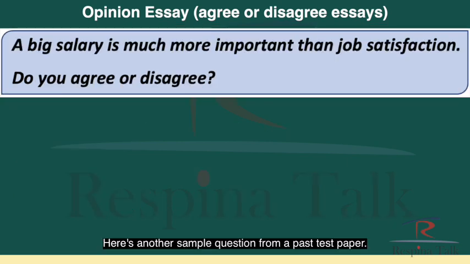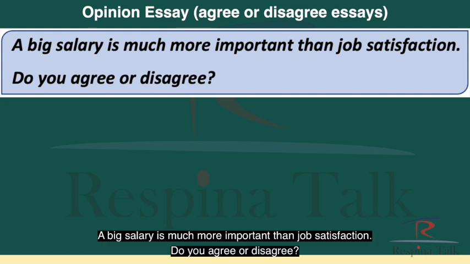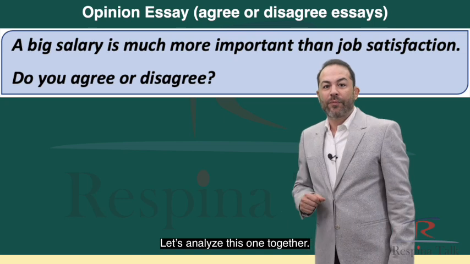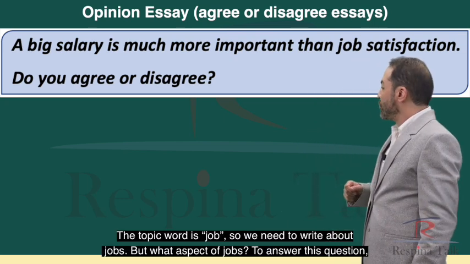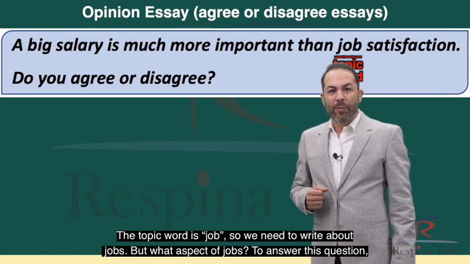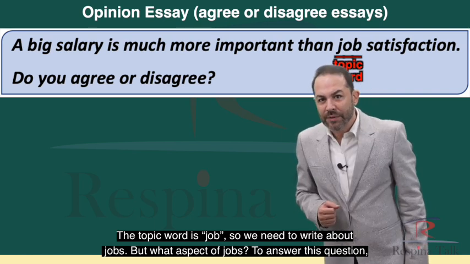Here's another sample question from a past test paper. A big salary is much more important than job satisfaction. Do you agree or disagree? Now, let's analyze this one together. The topic word is job, so we need to write about jobs. But what aspect of jobs?